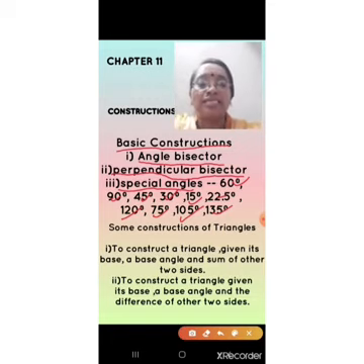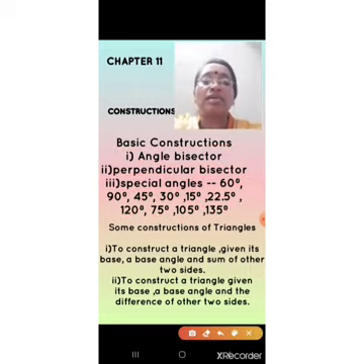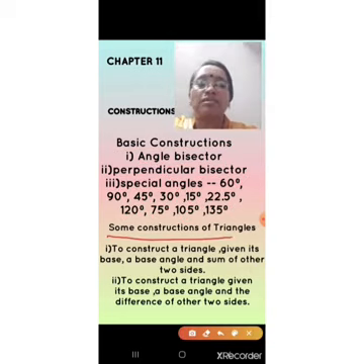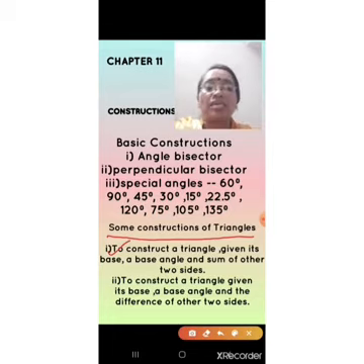In the next section you are going to study some constructions of triangles. In the triangle construction, two cases are there. First case, to construct a triangle given its base, angle and sum of the other two sides. One triangle we want to construct if these three things are given: base, angle and sum of the other two sides. And the second type of construction you are going to study is to construct a triangle given its base, angle and the difference of the other two sides.